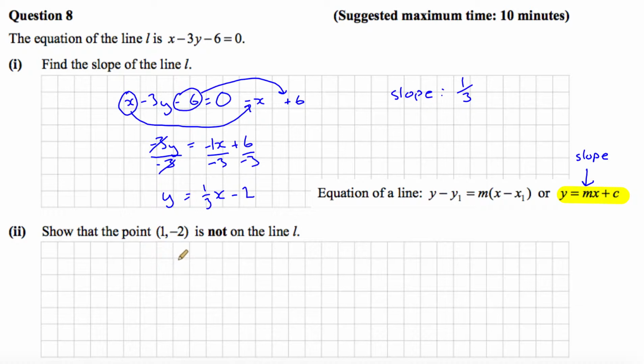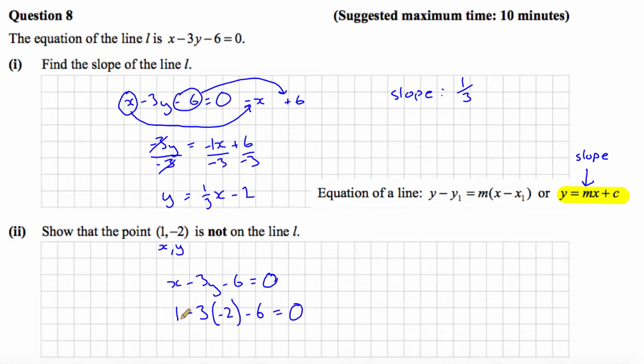Part 2 says, show that the point (1, -2) is not on the line L. Okay, well, if you want to find out if a point is on a line or on a curve or anything like that, you can substitute the point, which has an x and a y component, into the equation for x and y. So x minus 3y minus 6 is equal to 0. So if I replace the x with the number 1, minus 3 times the y, which is negative 2, and I still take away 6, is that equal to 0?